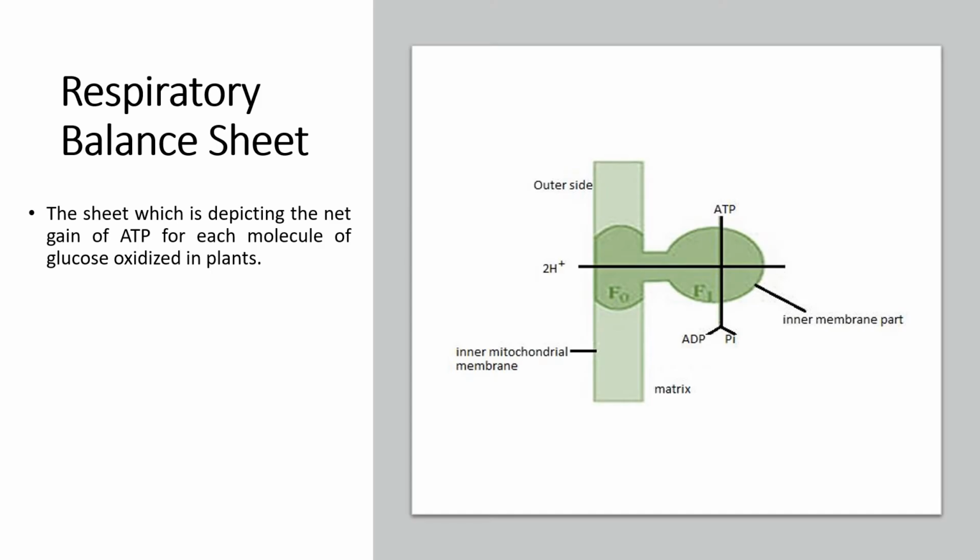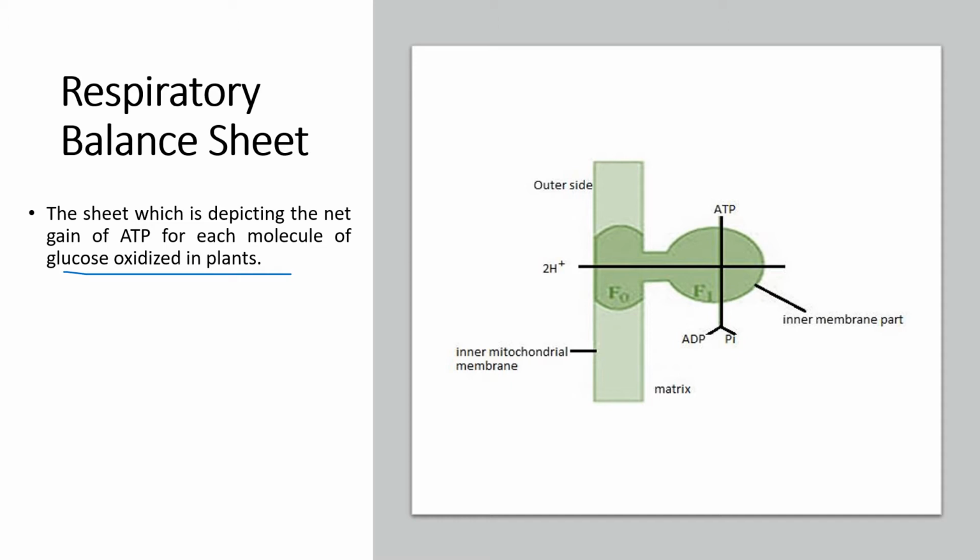Hello everyone. So the next topic which we will be covering is about the respiratory balance sheet. So let's get started with the first slide of respiratory balance sheet. This sheet is basically depicting the net gain of ATP for each molecule of glucose which is being oxidized in plants. So we are focusing mainly on plants. The concept of respiratory balance sheet is basically a concept in plants.